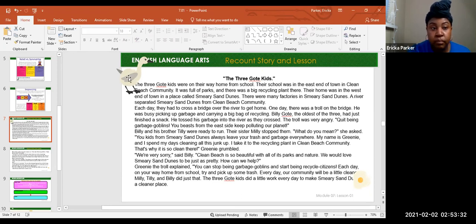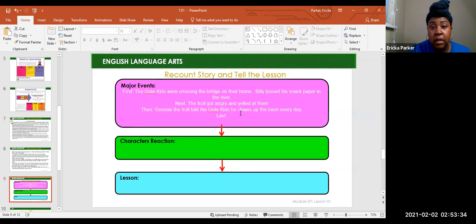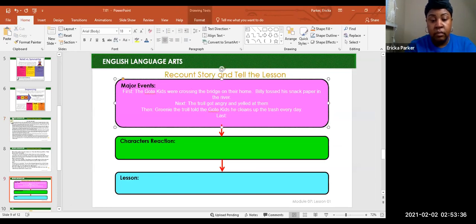Okay, so let's go back. So last, the Goatee kids said they were sorry and started cleaning up every day. Okay, so that gives us an idea of what the story is about.